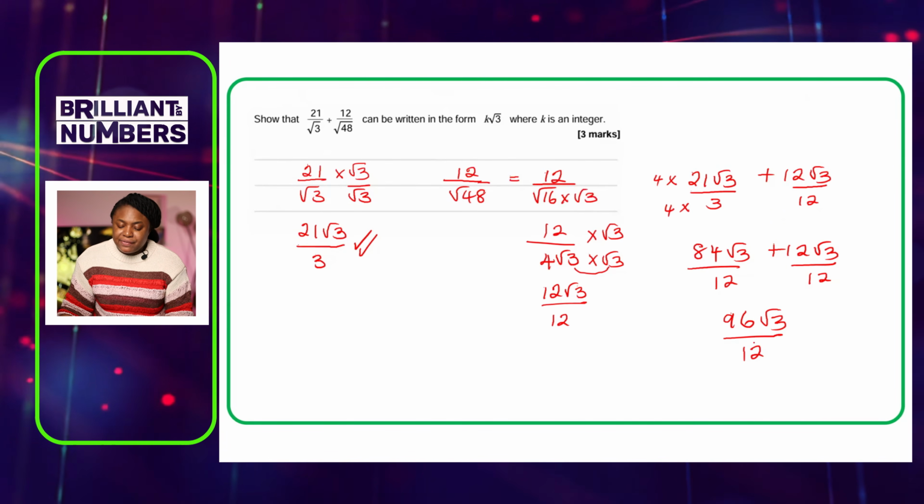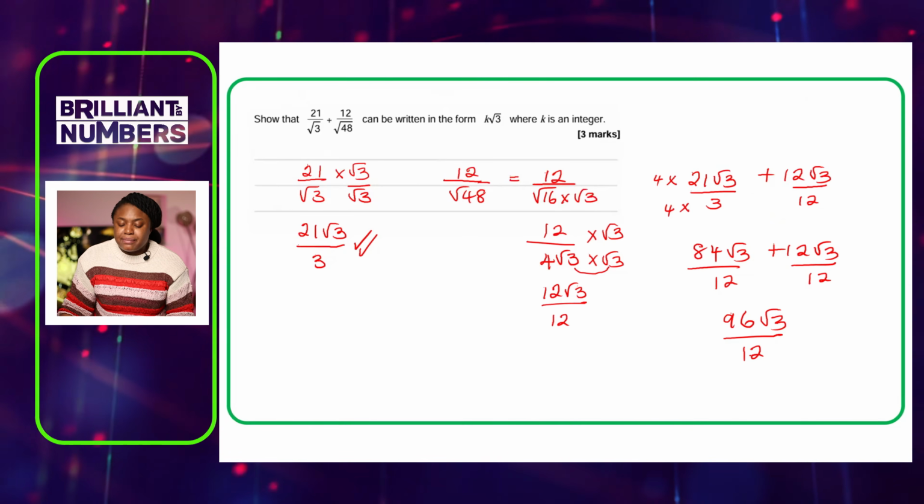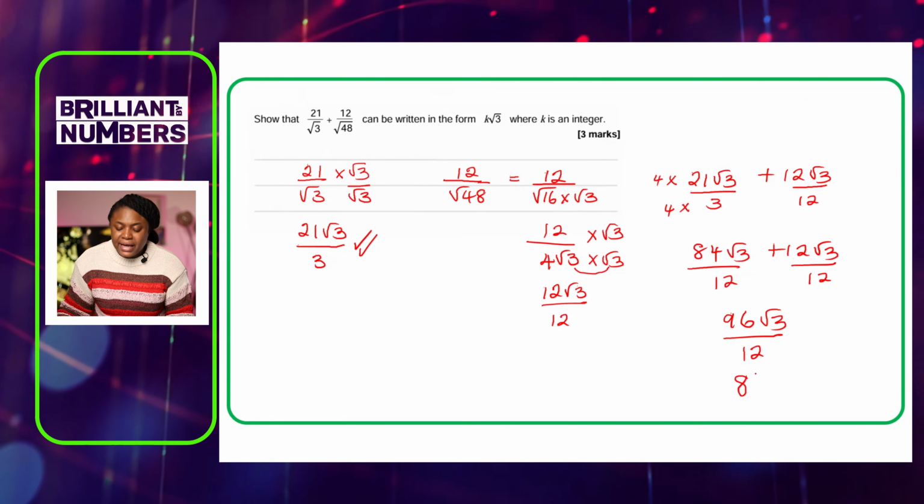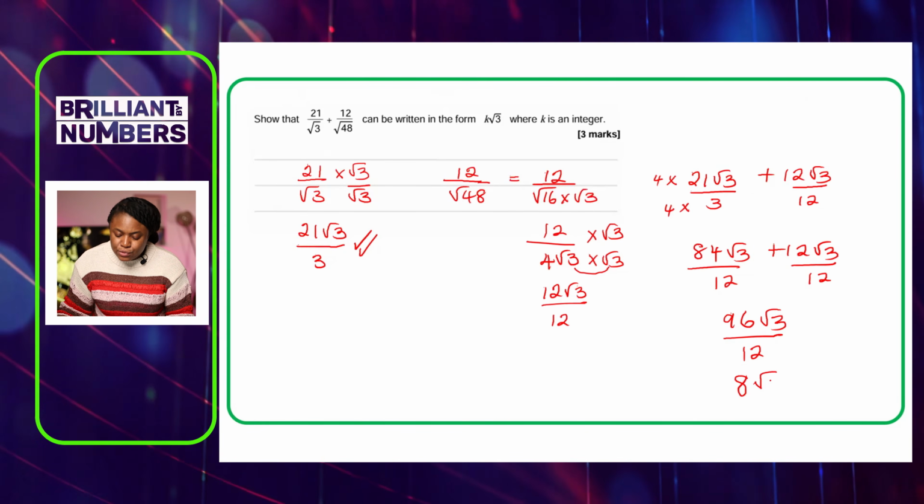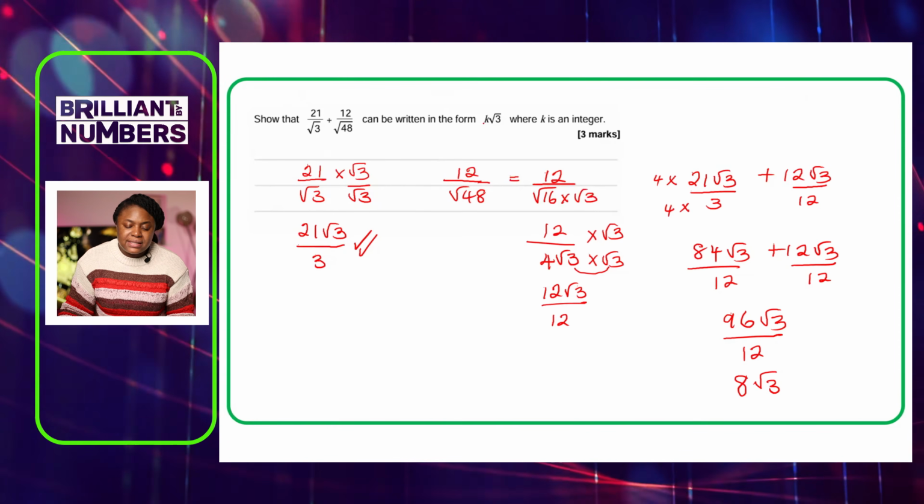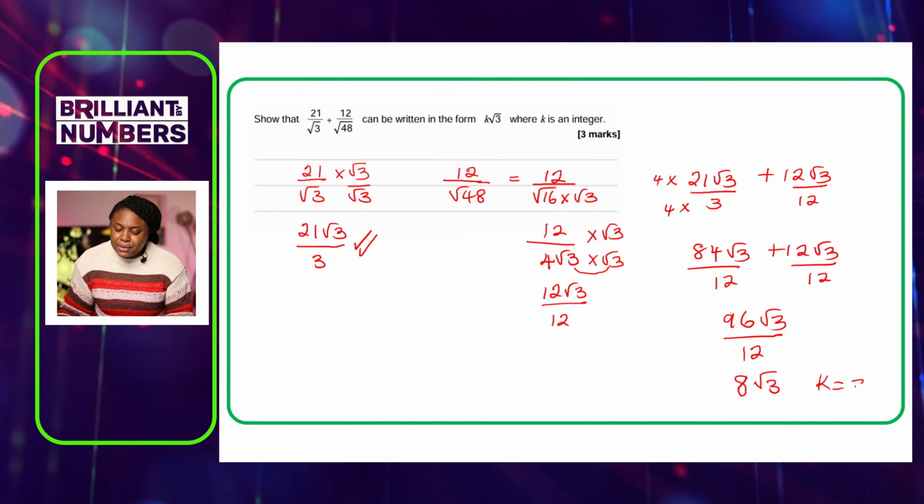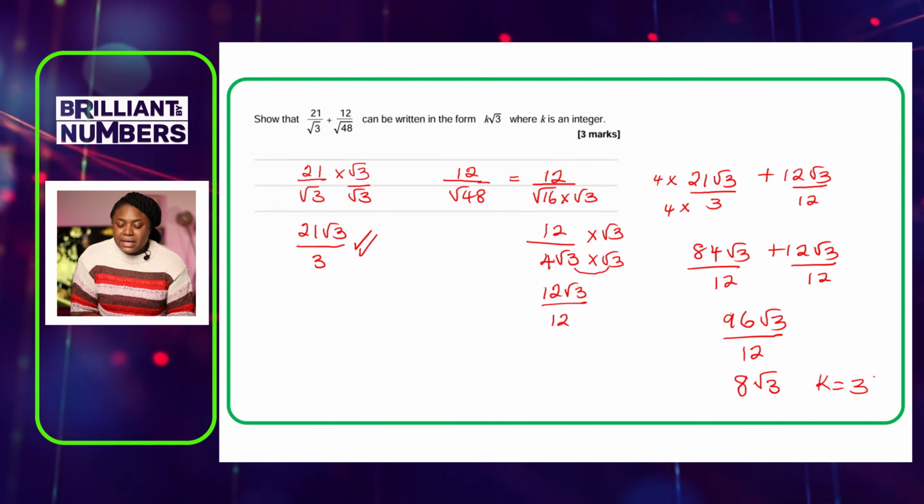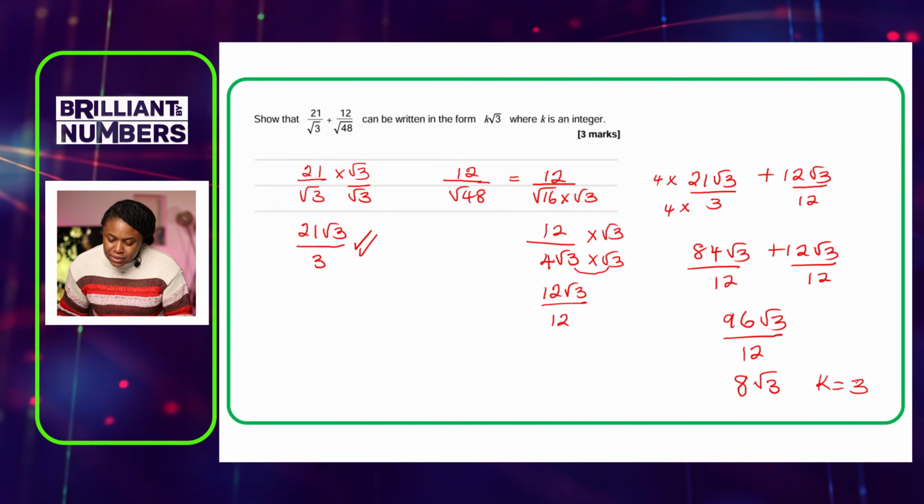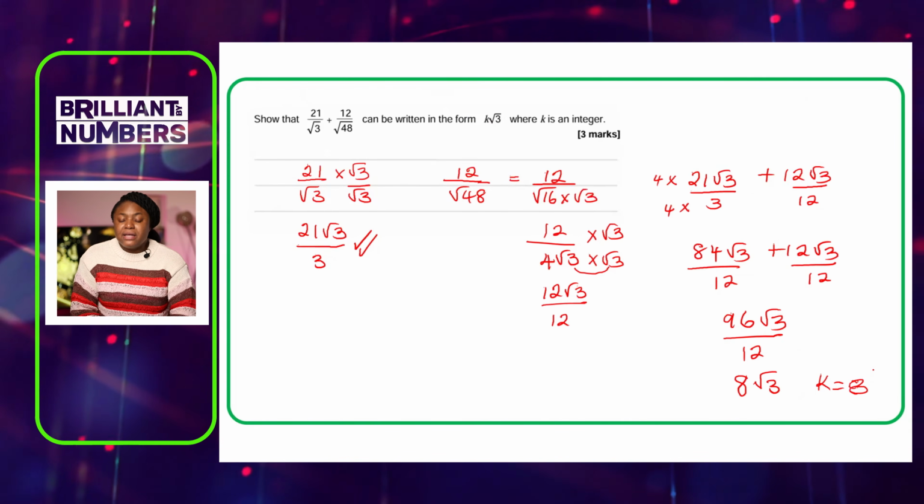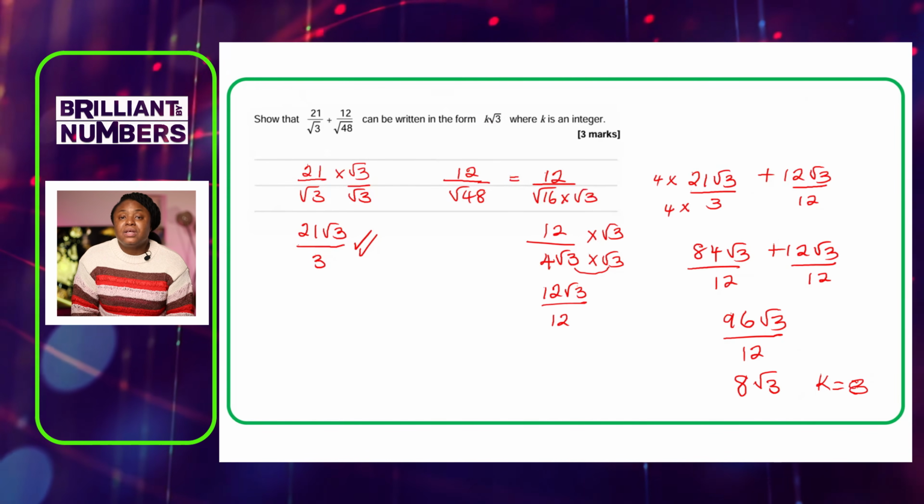This can be simplified because 96 divided by 12 is 8. 12 8's are 96, and root 3. So now we can see that k is equal to 8. You can even write that and show your examiner that you know that k is equal to 8. Let me just write my 8. So k is equal to 8.